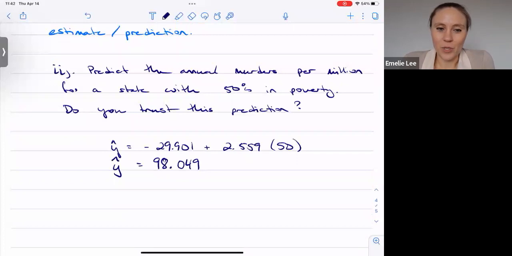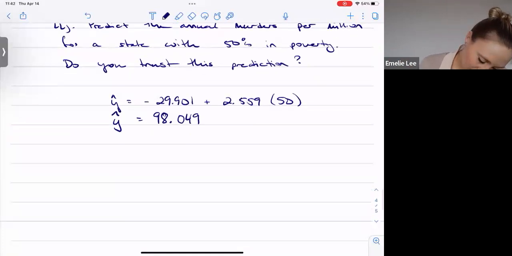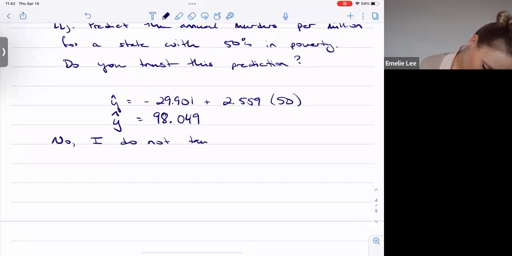Do I trust this prediction? My answer here is going to be no, because 50% in poverty is an extrapolation. No, I do not trust this prediction.